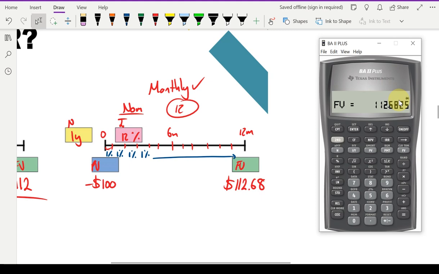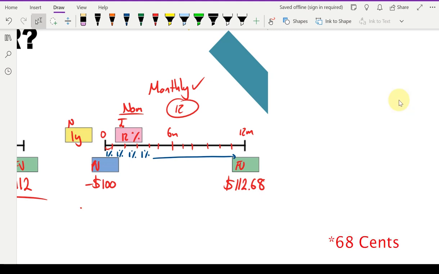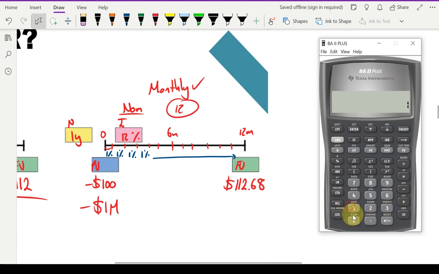Now, you might say, what's the big deal? It's only 68 cents more. But let's make this interesting. Let's say we had $1 million here. So we're going to start off with $1 million as our present value, and we're going to compute our future value.